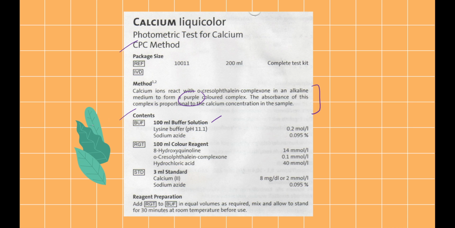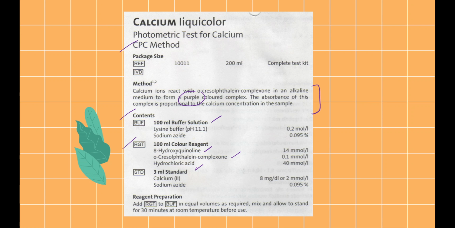Next would be your color reagent. As you can see, what we mentioned earlier, we have 8-hydroxyquinoline. Again, going back to the purpose of this substance, it is to prevent any magnesium interference, since magnesium could affect the overall assay of our calcium determination. Then you have your OCPC, then you have your hydrochloric acid. Forgive me, kids, I tried to search for the purpose of hydrochloric acid in the reagent, but I could not find it. So let's leave it as it is.